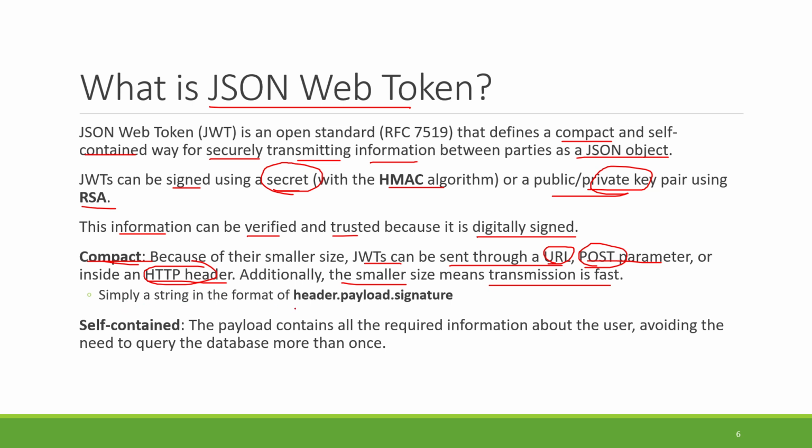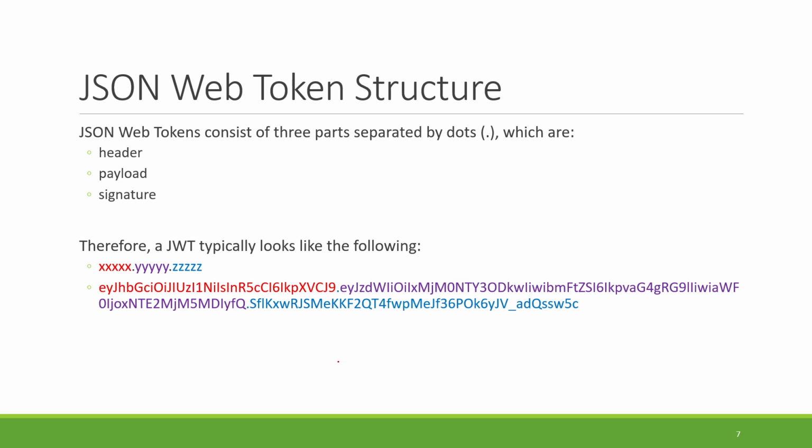It's simply a string in the format header dot payload dot signature. 3 parts: header, payload, signature. We'll talk about it one by one. It's self-contained. The payload contains all the required information about the user, avoiding the need to query a database more than once, okay? Suppose in the payload, I may have the authorizations. So when I need to go to the server side, I don't need to query the database to get authorizations again. I'm just using everything inside the JWT. We'll show a demo later.